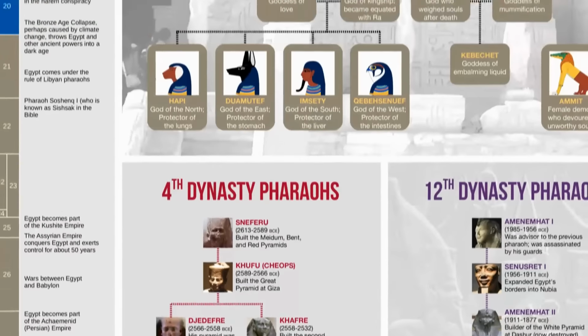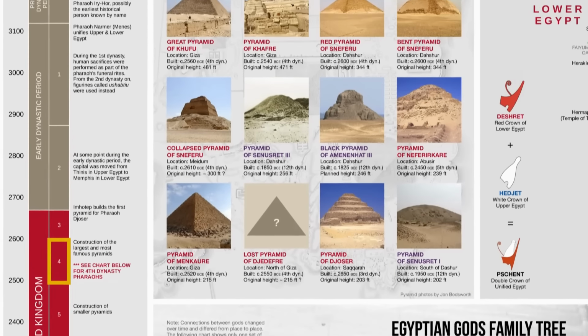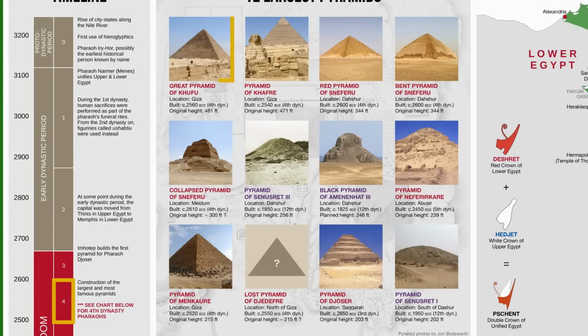If we go back up to the pyramid photos, you can see the various pyramids that I just mentioned. So the Great Pyramid of Khufu comes in at number 1, with an original height of about 480 feet. That's about the height of a 50-story building. The Pyramid of Khafre, which is located right next to Khufu's, is just a little bit shorter. However, it stands out because it's the one that is right behind the Sphinx.